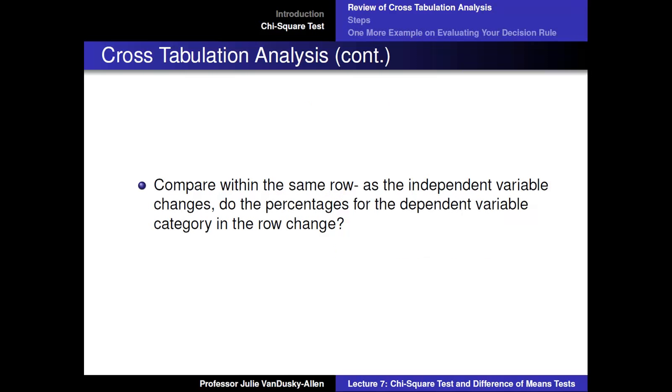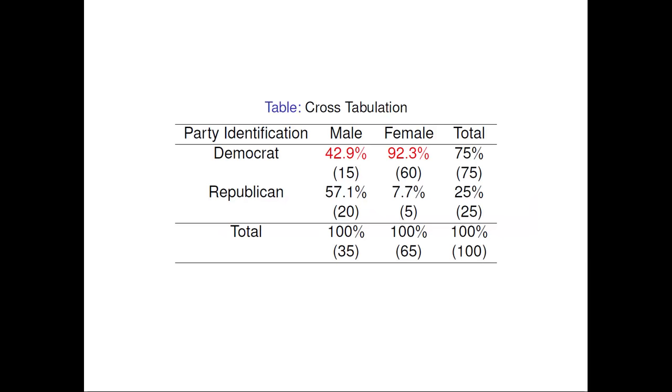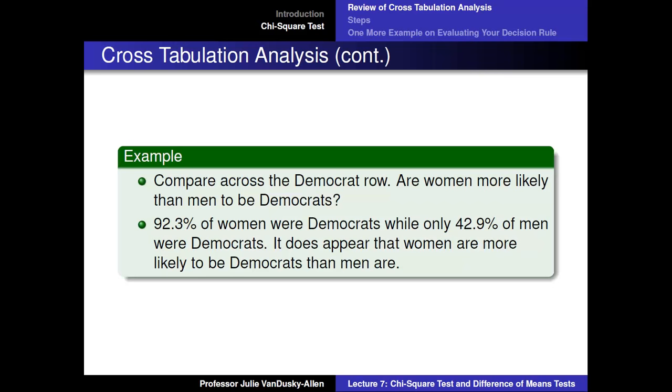The next step is to compare the values across the same row. As the independent variable changes, do the percentages for the dependent variable category in the row change? Here I will compare across the Democrat row. 42.9% of men were Democrats, while 92.3% of women were Democrats. So I can conclude that women are more likely than men to be Democrats.